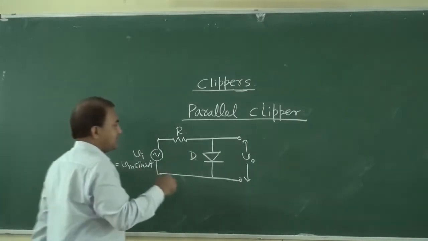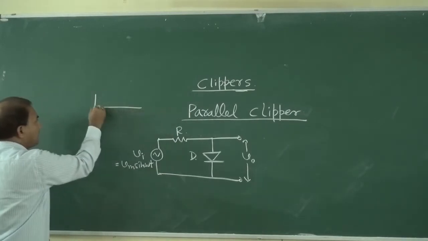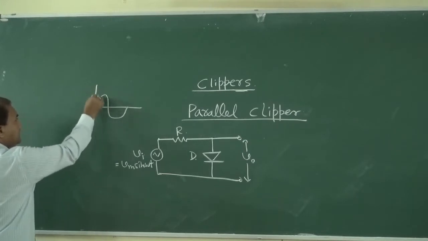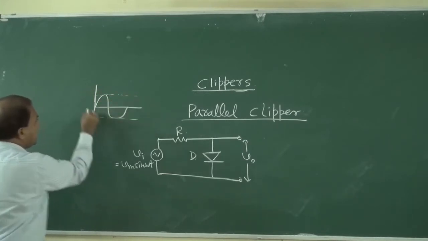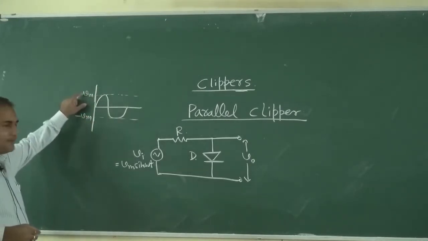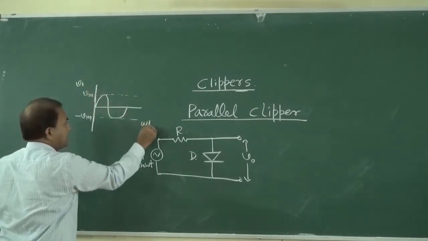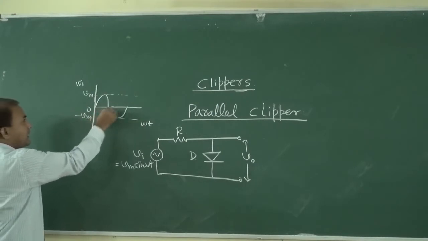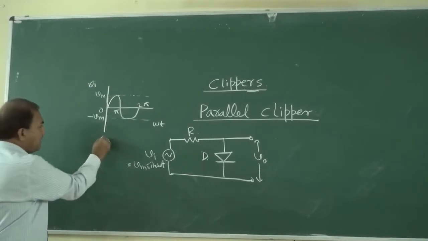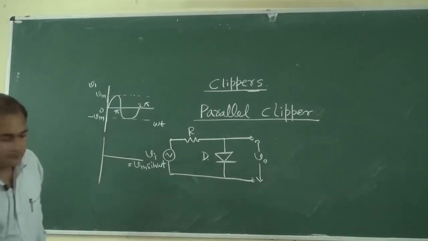In this circuit, suppose how we can show the input output waveform. Suppose this is Vm and this is minus Vm, plus Vm, minus Vm, and this is Vi versus omega t. So omega t means 0, pi, and this is 2 pi. Then what will be the output for this type of waveform?